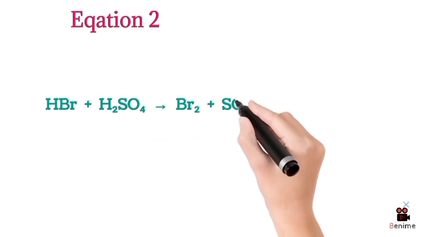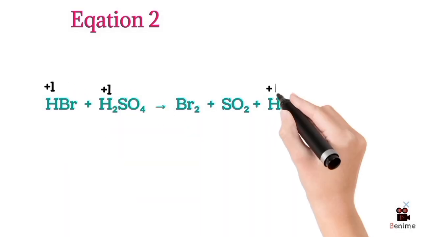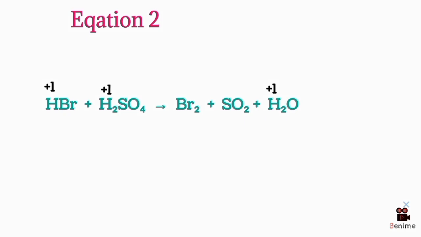Equation number 2. HBr reacts with H2SO4 to form Br2, SO2, and H2O. According to the rules, hydrogen has oxidation number +1. Oxygen has oxidation number -2. Br2 is a free element, so its oxidation number is 0. Now, the oxidation number of bromine in HBr is unknown. Let us find it. Hydrogen is +1. The total oxidation number of the compound is 0, so bromine must be -1. Therefore, bromine has oxidation number -1 in HBr.